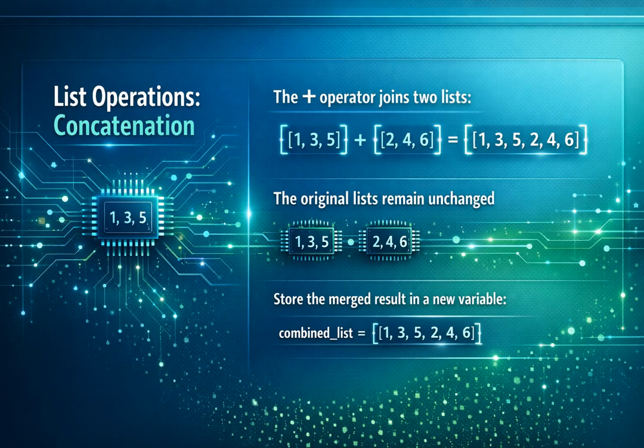The plus operator concatenates two lists. Joining the list of odd numbers and the list of even numbers gives a combined list. Note that the original lists are not modified. If you want to keep the merged result, you must assign it to a new variable.